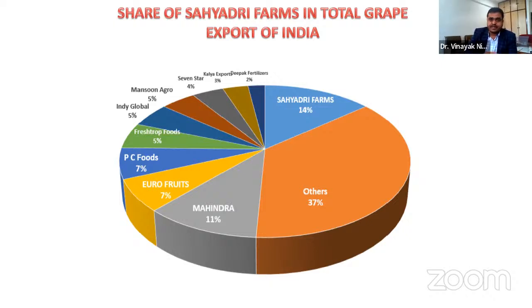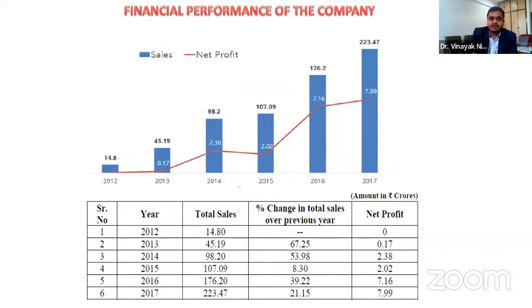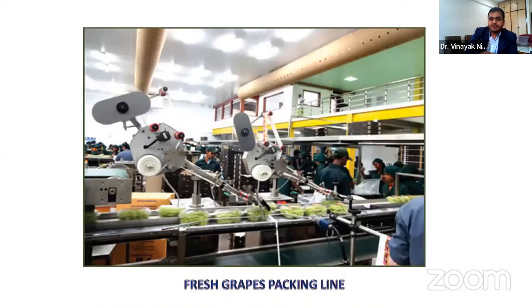If you see their competitors like Mahindra and other private companies, still this FPO is exporting about 20% of India's grapes. You can imagine how big an area of operation they might have. Their turnover is more than 250 crore, and they have around 200 to 250 permanent employees. During the peak grape harvesting season they employ about 4,000 laborers for sorting, grading and packaging.